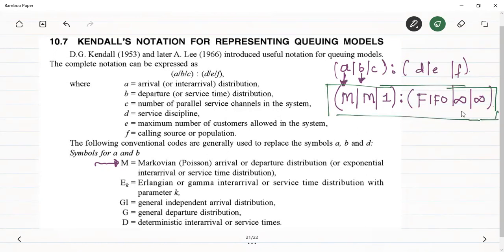Because what we studied, A gives the arrival pattern. The arrival pattern for us is Poisson, and B gives the departure pattern or the service pattern. That is again negative exponential. When arrival and service are Poisson and exponential respectively, then that is known as Markovian, and it is denoted by M.